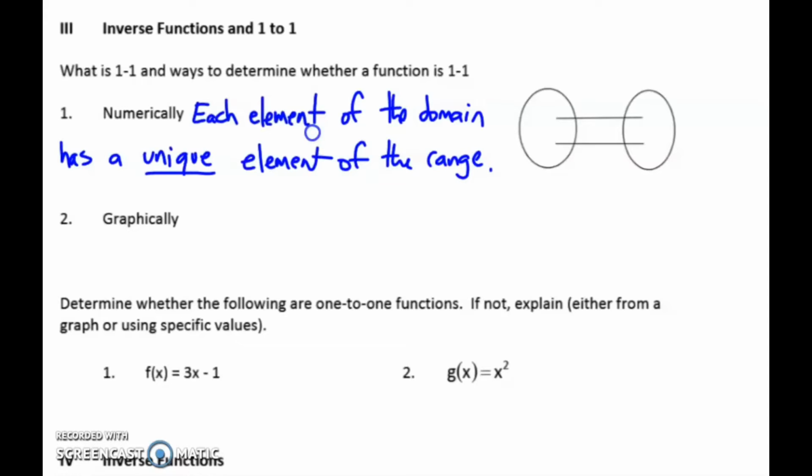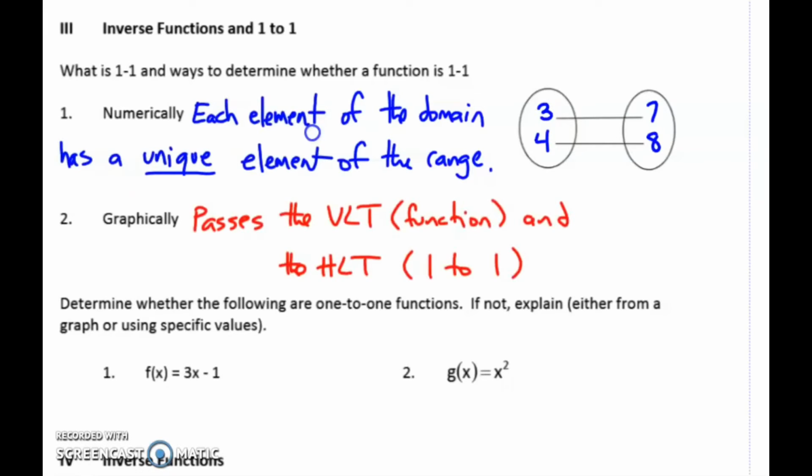So what does that look like? Well, if our domain is the set 3, 4, and 3 gets mapped to 7 and 4 gets mapped to 8, we would say that that function is one-to-one because each element of the domain has a unique element of the range. 3 only gets mapped to 7. 7 only has 3 as a pre-image. Graphically, what does that mean? Graphically, that means that the function passes the vertical line test, which obviously it has to be a function, and the horizontal line test. That determines whether it's one-to-one or not.